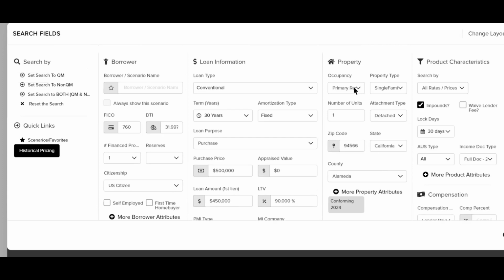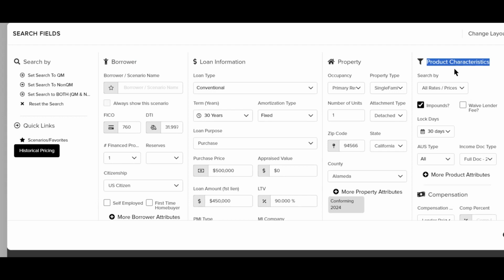We're going to say it's a primary residence. So that's the occupancy, property type, single family. Number of units, it's just one, it's detached, and it's in the zip code, which brings in Alameda County. Okay, so again, you start with the borrower part of it, go to the next section, loan information, go to the next section, property type information, okay, and then property characteristics. Really, our product characteristics, sorry about that.